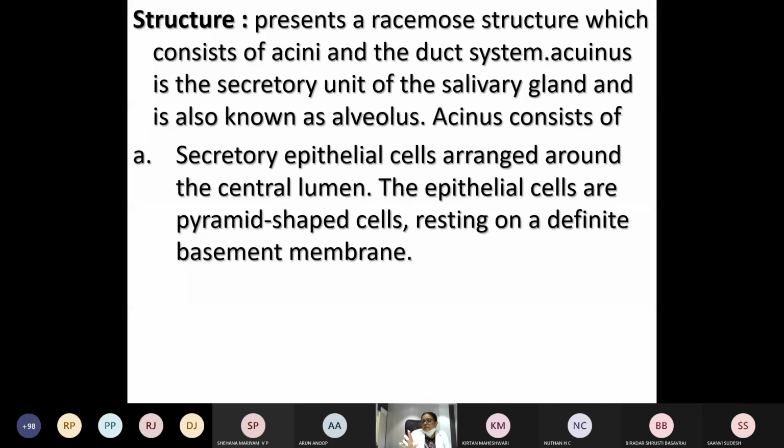The acinus consists of secretory epithelial cells arranged around the central lumen. The epithelial cells are pyramid shaped cells resting on a definite basement membrane.